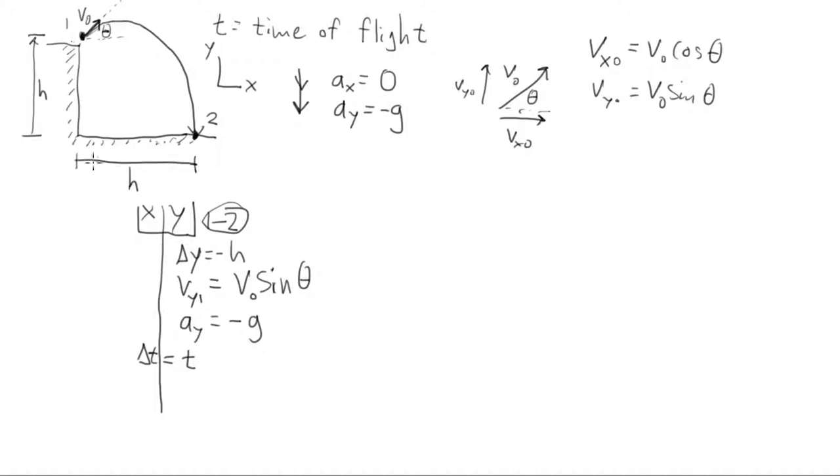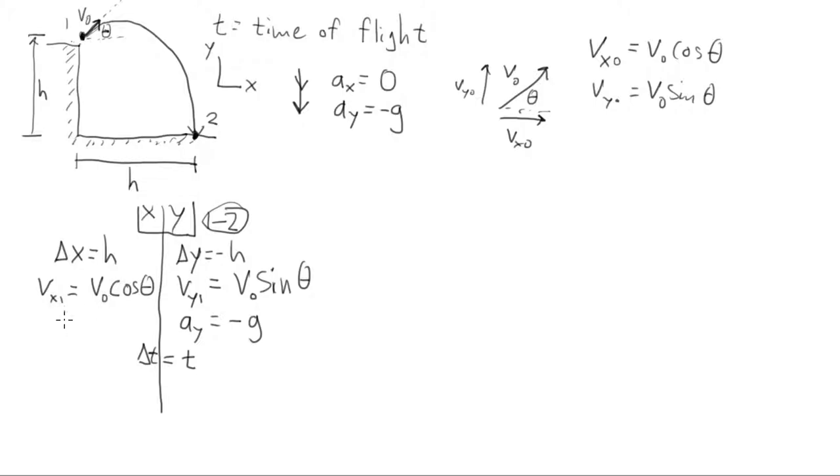On the x side, the x displacement is positive h, right? And then the initial x velocity is going to be v naught. Here I used v naught for initial velocity, and here I'm saying 1 is state 1. This is horrible notation. Well, it's horrible, but on the other hand, it doesn't matter, you know?